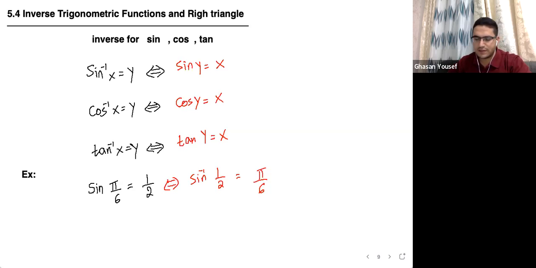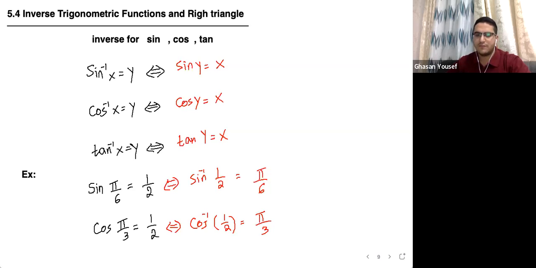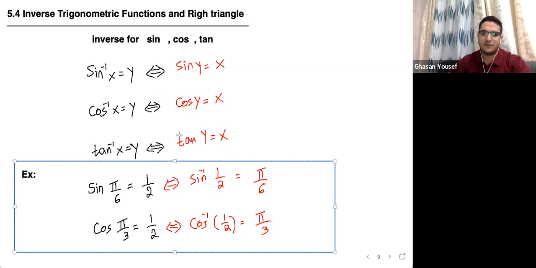Okay, the second one is the cosine of π/3. What's the cosine of π/3? Cosine of 60 is 1/2, right? If I want to convert to inverse, this is equivalent to cosine inverse of 1/2 equals π/3. This is what I mean by this example.